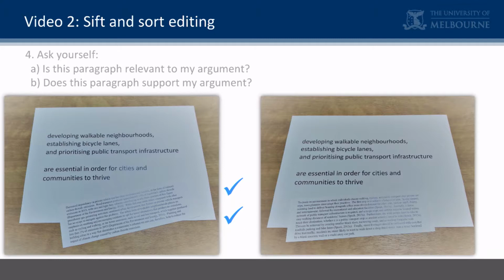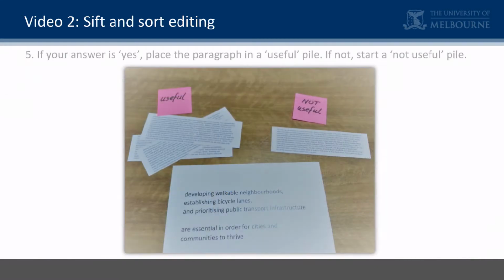The second paragraph is about the implications of walkable neighbourhood design for town planners. While it is relevant to the topic of this paper, it is not really relevant to our specific argument that cities and communities need this development to thrive, and it doesn't really add any support for our argument. If the paragraph is relevant and supports the argument, place the paragraph in a useful pile. If it is not, place the paragraph in a not useful pile.